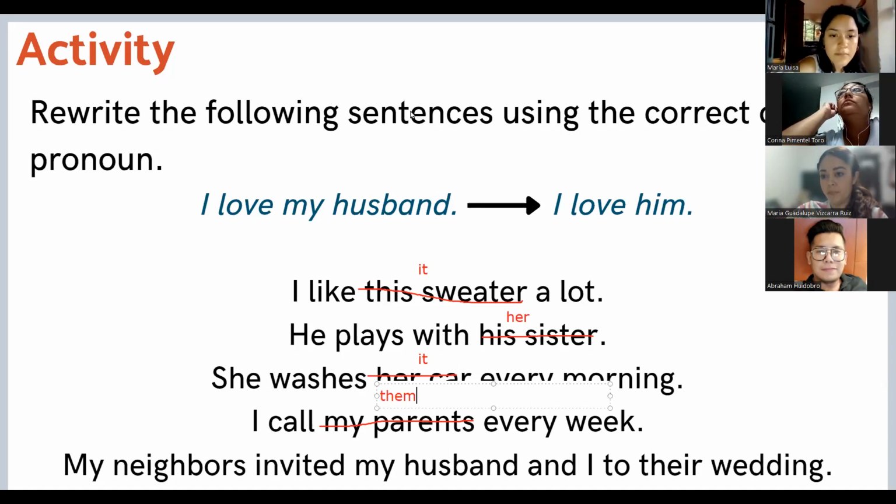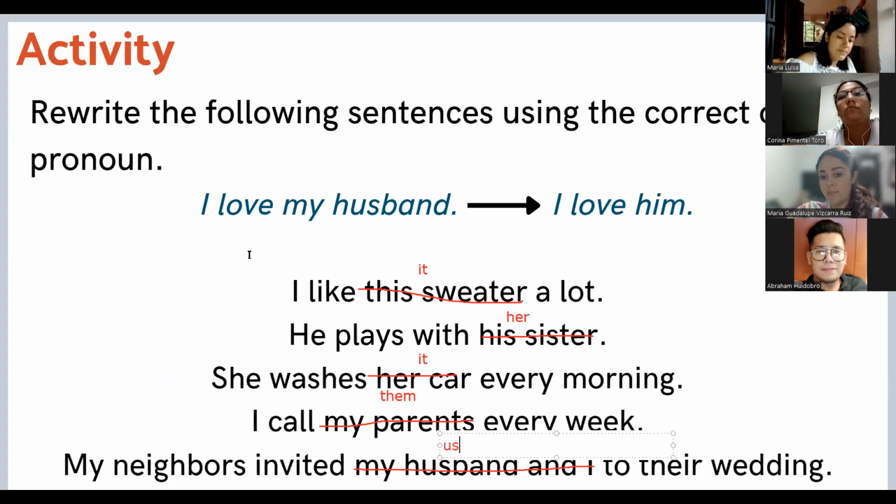Alrighty. And then last but not least, my neighbors invited my husband and I to their wedding. Let's see, Lupita, how do I change this? My neighbors invited us to their wedding. Perfect. Si yo quisiera todavía cambiar el sujeto, además del objeto, they invited us to their wedding. Y listo. That's basically it regarding object pronouns.